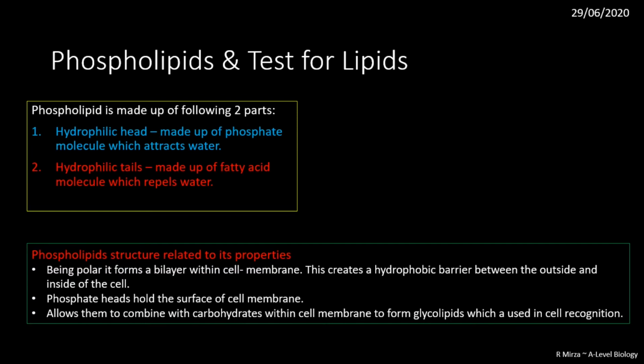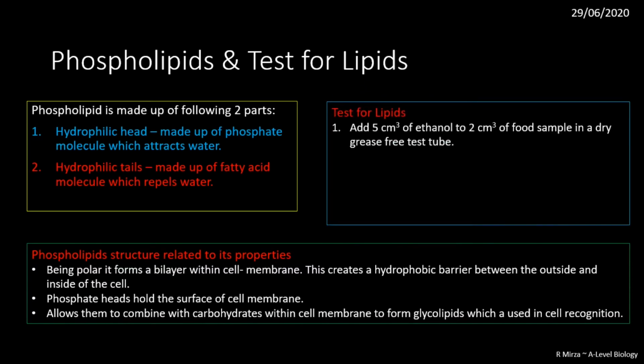Let's now look at the last section of this video, which is the test for lipids. This test is also a required practical, so you will have done this at some stage over this course. To test if a sample contains lipids, first take 2 cubic centimeters of sample and add 5 cubic centimeters of ethanol in that test tube. Shake the test tube, then add 5 cubic centimeters of water and gently shake again.